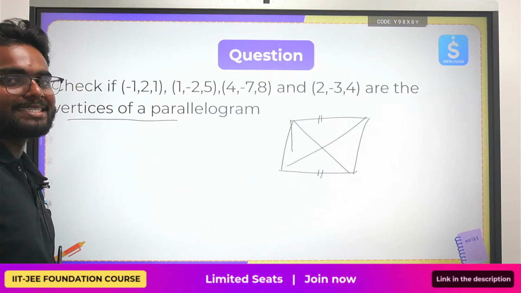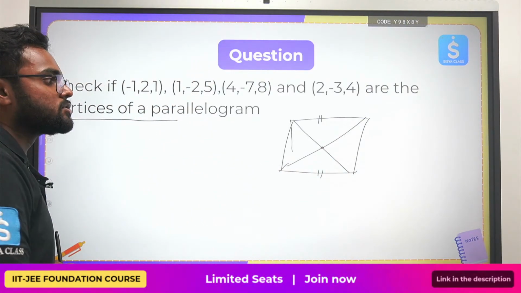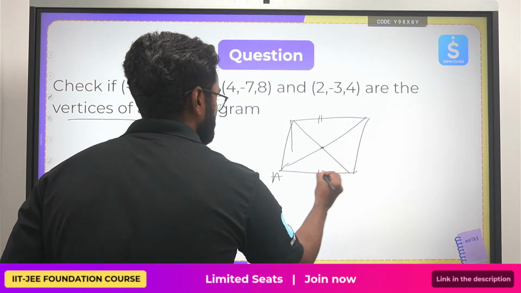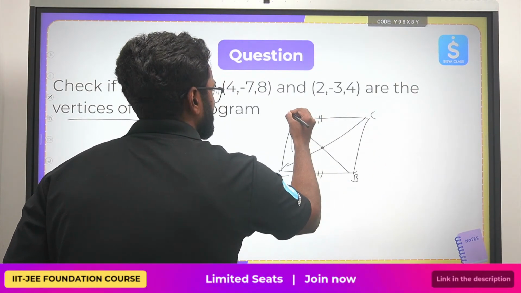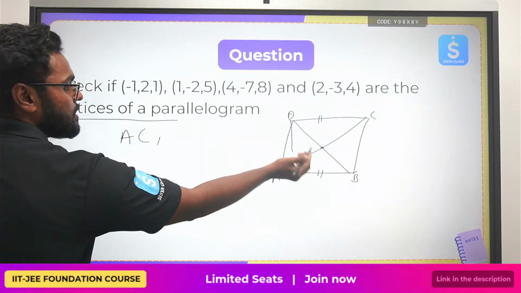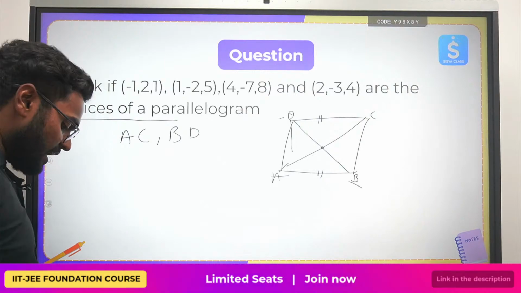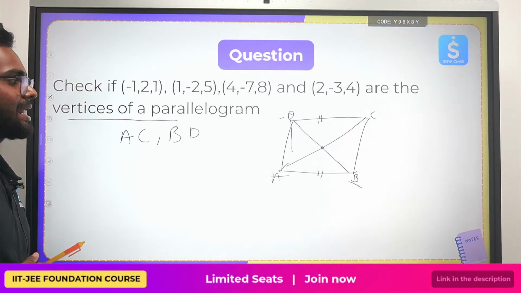But there is also a property that the diagonals bisect each other, right? In a parallelogram, the diagonals bisect each other. So if we find out the midpoints of AC and BD, if they are equal, we can say that it is a parallelogram, right?